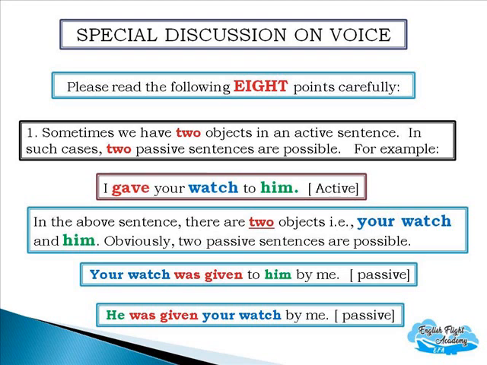Obviously, two passive sentences are possible. How? You can take your watch, which is the object, as the subject of the new passive sentence, and you can frame it in this way: Your watch was given to him by me. And the second way is, if you take him as the subject, it changes to he, right? He as a subject and him as the object. So if you are taking he, then: He was given your watch by me. I hope it's clear.